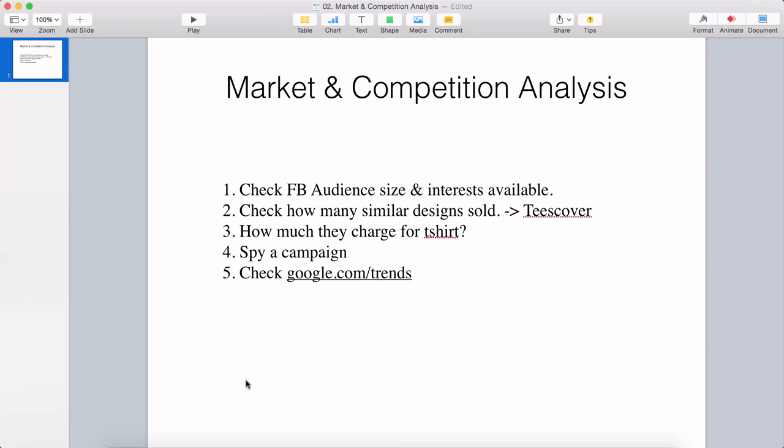So simple steps here, if you follow it and do it before launching a campaign, it can help you increase your success rate. So make sure you do market and competition analysis before deciding to launch a campaign.